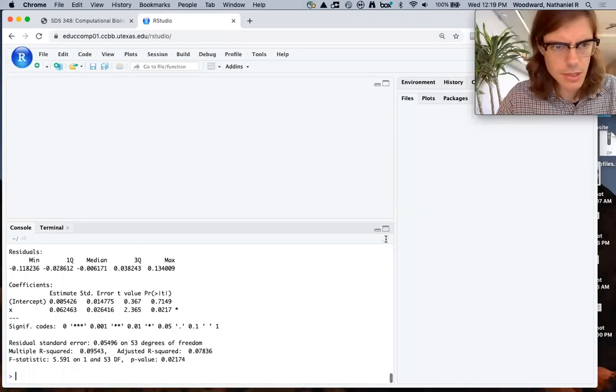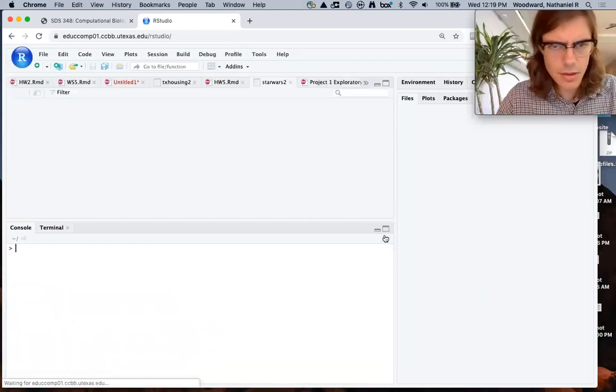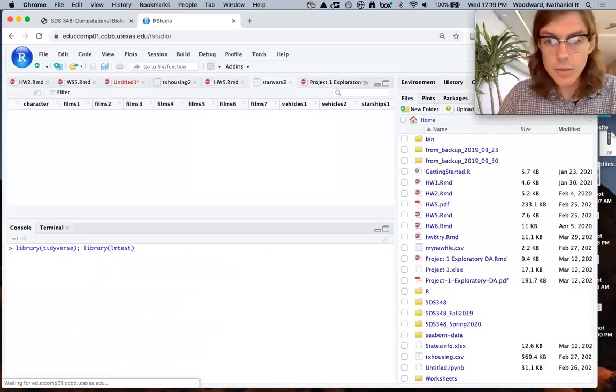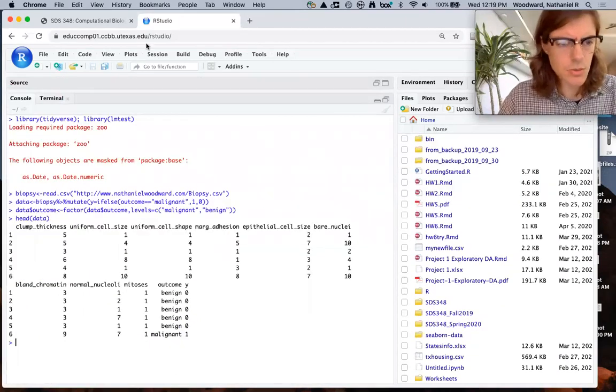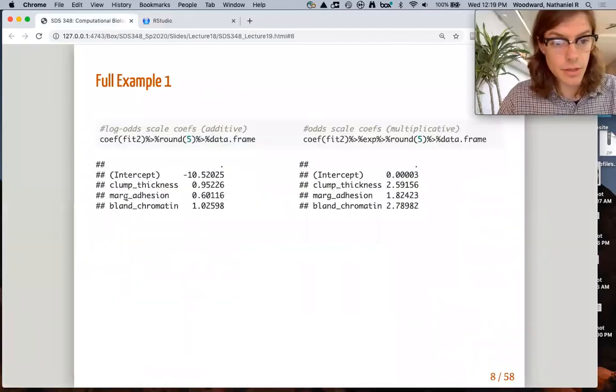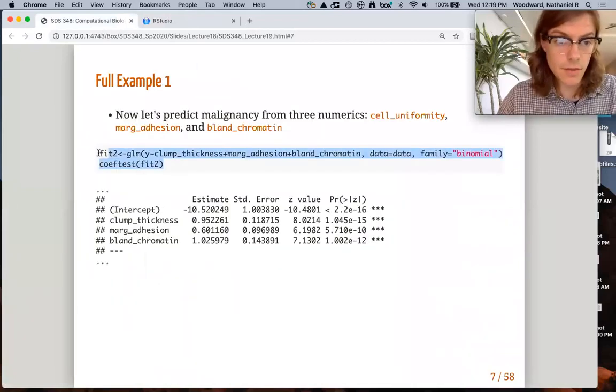Cool, let me clear this out. Yeah, so we can just run this code. And this is the same code that's in the worksheet for today. I don't know why that's still there. Let me get rid of that. Cool, so there's our data. Let me go ahead and run the model.